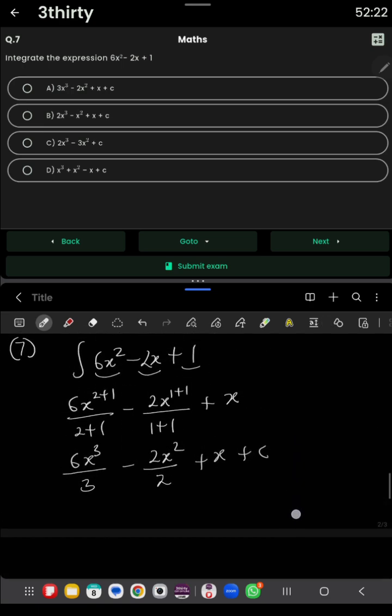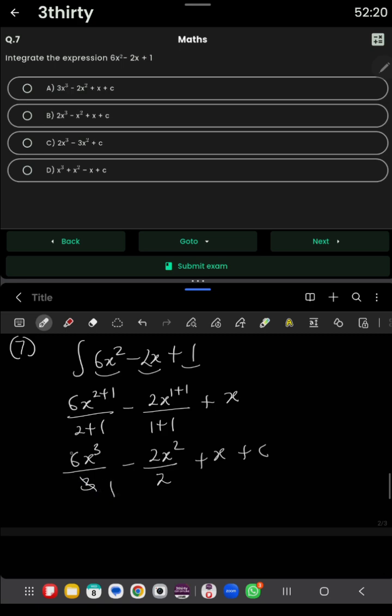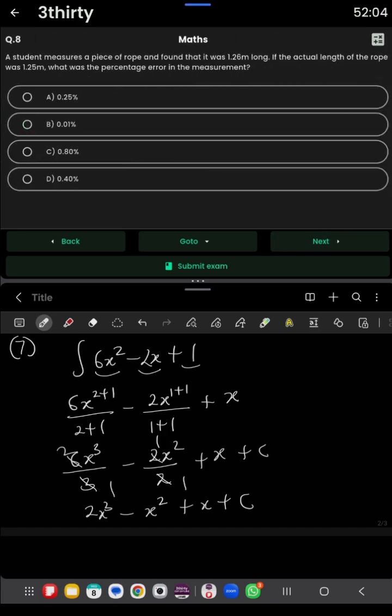So 3 goes here once and 3 goes here twice. 2 here once, 2 here once. So you have 2x cubed minus x squared plus x plus c. Let's see if that's there. That's option B.